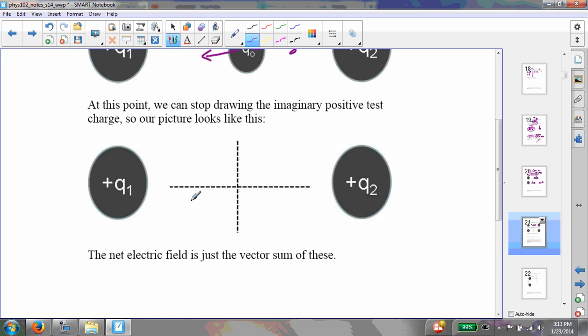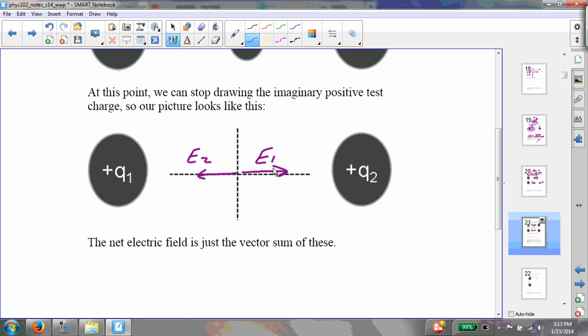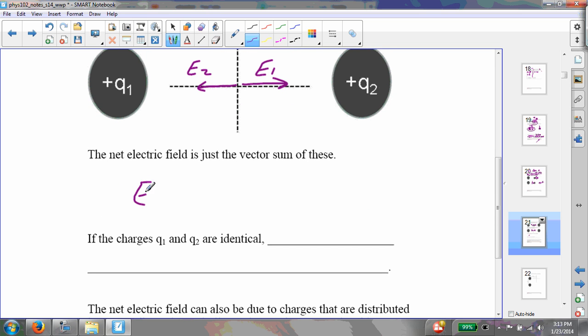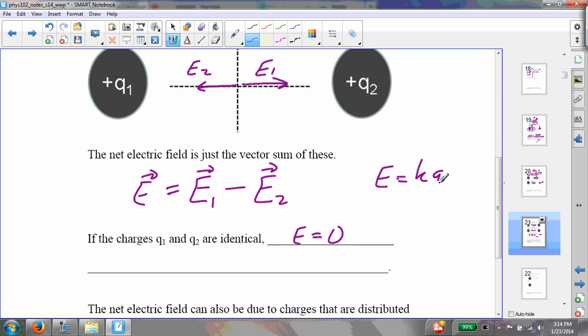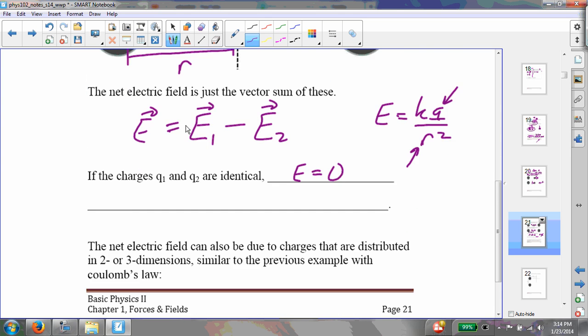So I can draw this then as two vectors, E2 and E1. And then the net electric field is just the vector sum of that. So the net electric field is just going to be E1, which is in the positive x direction, minus E2, which is in the negative x direction. And so, here in this case, if the charges Q1 and Q2 are identical and you're equidistant between them, then the net electric field will equal 0, because E1 would equal E2. Remember, the magnitude is kQ over r squared. So if Q is the same, if they're identical, and you're equidistant between the two charges, so r is the same, r is this distance, then those two vectors would cancel out.